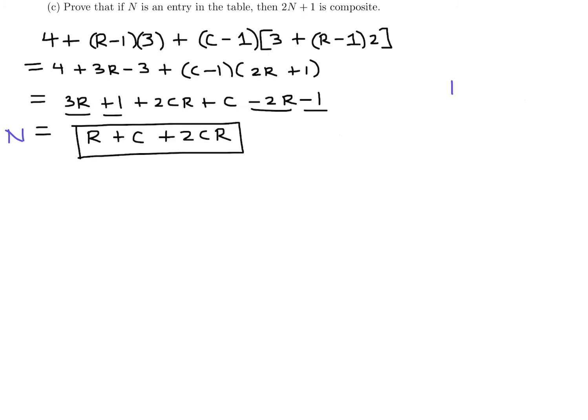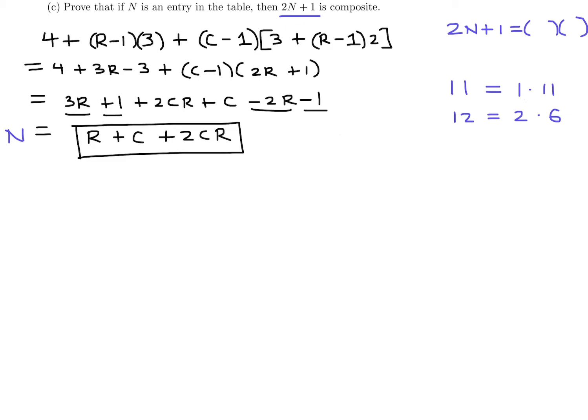So for example, 11 is a prime number, right? It cannot be broken down into two numbers. I mean, the only possibilities are 11 and 1. But other than that, it can't. But if you have something like 12, that can definitely be broken down into two numbers other than 1 and itself, 2 times 6. So if we can show that 2n plus 1 can be broken down into two numbers that are both greater than 1, that will prove that it's composite.